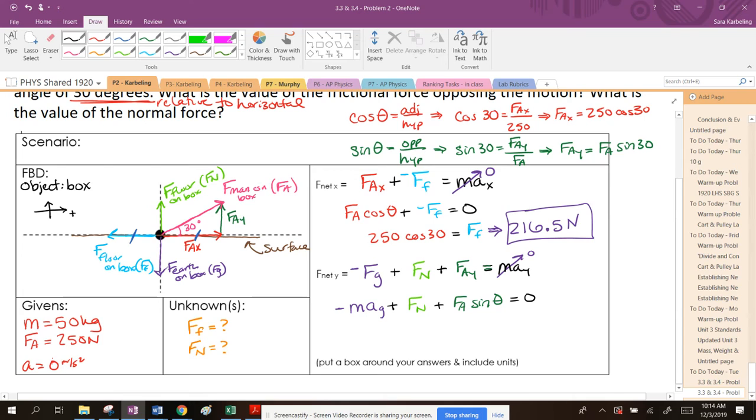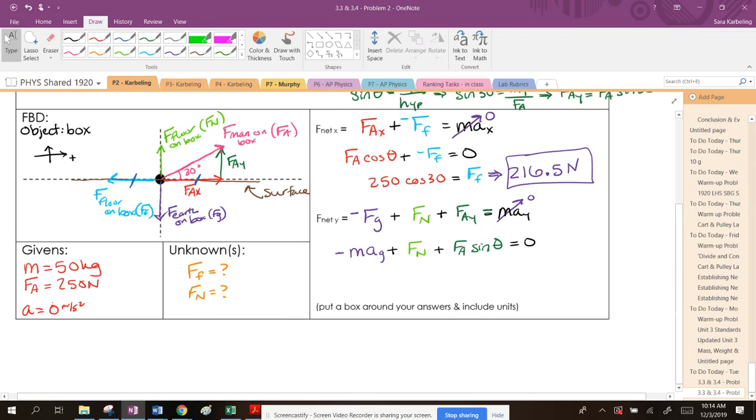Some of you are chomping at the bit, ready to go, go, go. You know that the mass is 50. You know that this is 9.8. You know that this is 250, and you know that's 30. Go ahead and plug that in. You're going to move this one over and that one over to solve for FN. Go ahead and do it. If you're ready to do it, make it happen, friends. You got this.